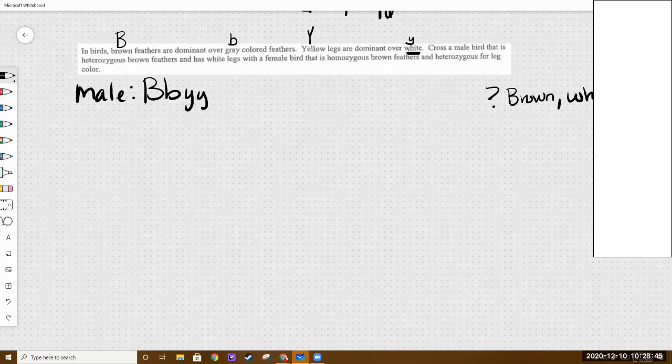All right, so now we have the female. Let's see, Fernando, can you tell me, for the female, she is homozygous for brown and heterozygous for leg color. Can you tell me what her genotype is?